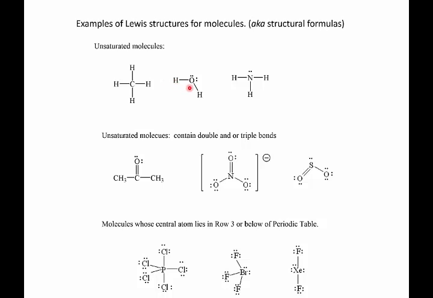Note that the central oxygen has 2 bonds and 2 unshared electron pairs. This is the completed structural formula for ammonia. Nitrogen has 3 bonds and 1 unshared electron pair.